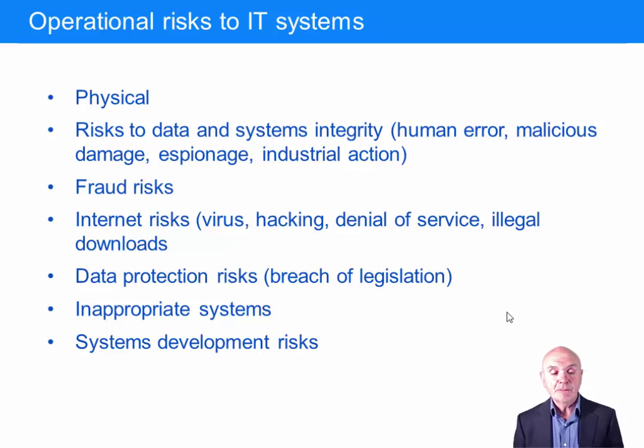So it could be something as simple as somebody spilling a cup of coffee over the file server where you're keeping your receivables ledger, so you've lost that. It could be fire, it could be flood, it could be knocking the computer off the desk or anything of that sort. It could be accidental, it could be malicious. Companies are very wary about this.